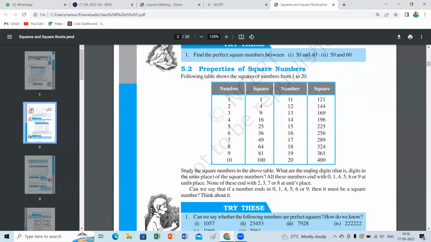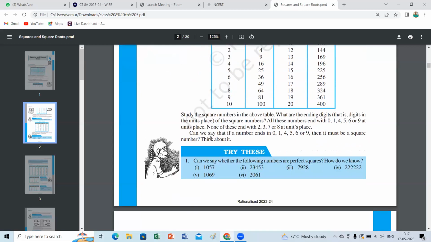Study the square numbers in the above table. What are the ending digits? Ending digits are only 0, 1, 4, 5, 6 and 9. 2, 3, 7, 8 do not occur as units place digits. So can we say that if a number ends with 0, 1, 4, 5, 6 or 9, it must be a square number? Think about it.